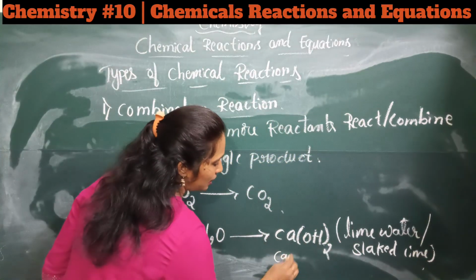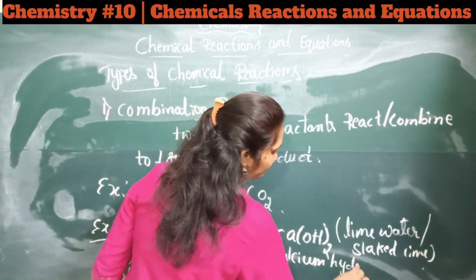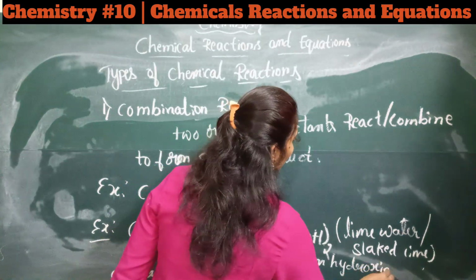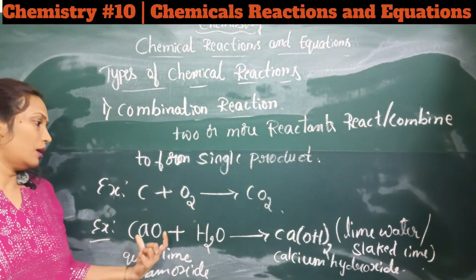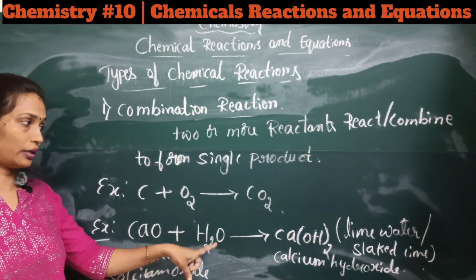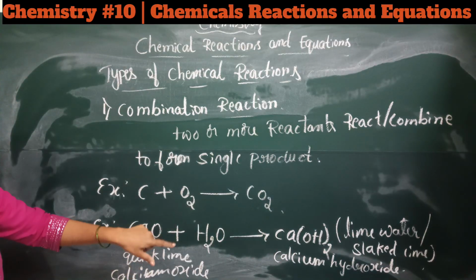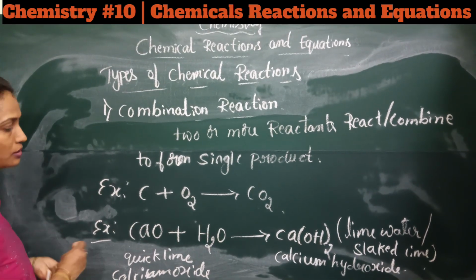So in general, we used to say it as calcium hydroxide. Okay. So this is also one of the kind of reaction where there are two reactants combining. It is already balanced: Ca 1, Ca 1, O 2, H 2. Yes, both the equations are balanced.